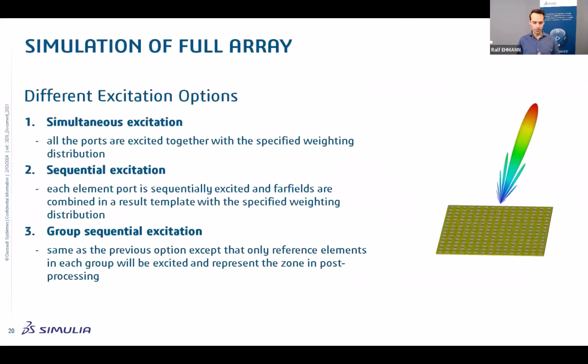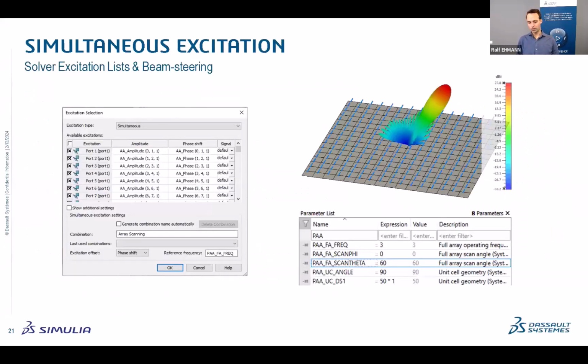There's different ways basically to simulate these full arrays. There's first case, we're talking about simultaneous excitation, so having all the elements excited with complex weights together, or there's a sequential excitation where you're combining everything in post-processing, and there's even a group sequential excitation, which I will get to in a minute. So let's maybe just quickly run through these so you can also see how the UI looks.